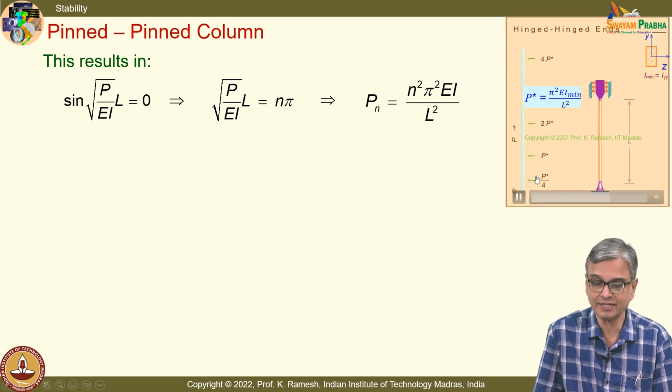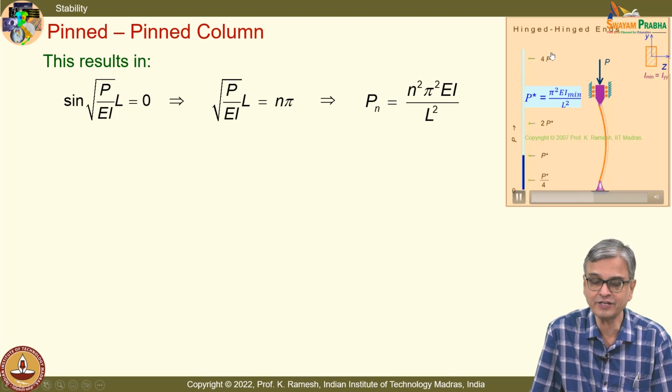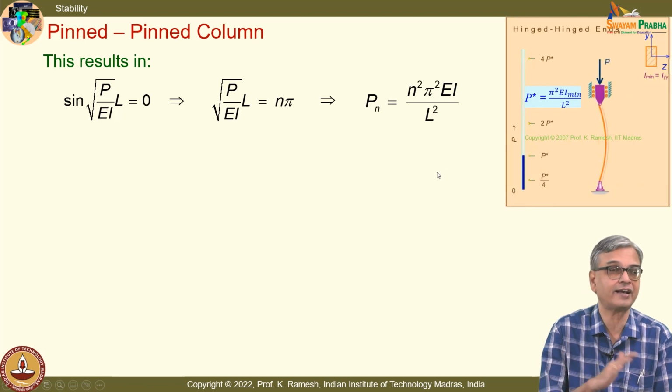So, if you look at this, it shows what is the critical load for a cantilever. It is 1/4 of the critical load in the pin-pinned condition. When I have fixed and pinned, it is twice the load. If I have fixed-fixed, it is 4 times the load of the pinned condition. So, that is how the graph is plotted, and this simulation is also good. It shows you the buckled shape alternately.